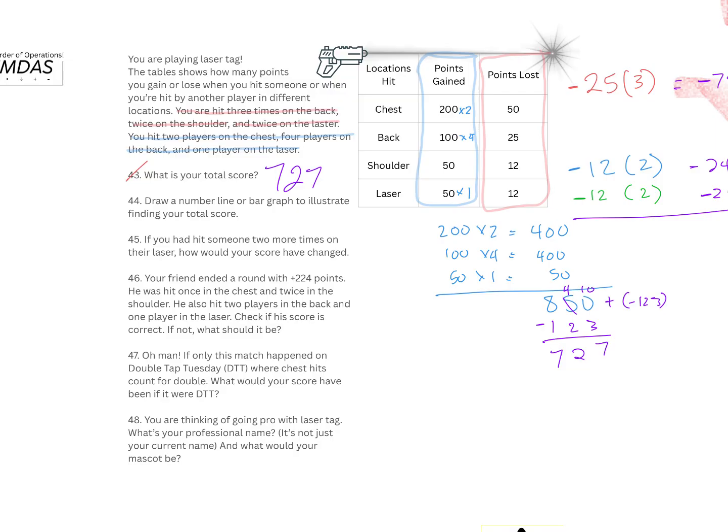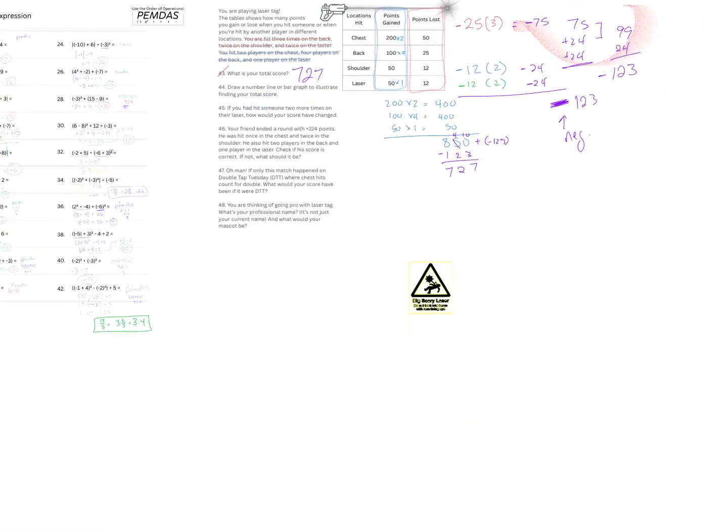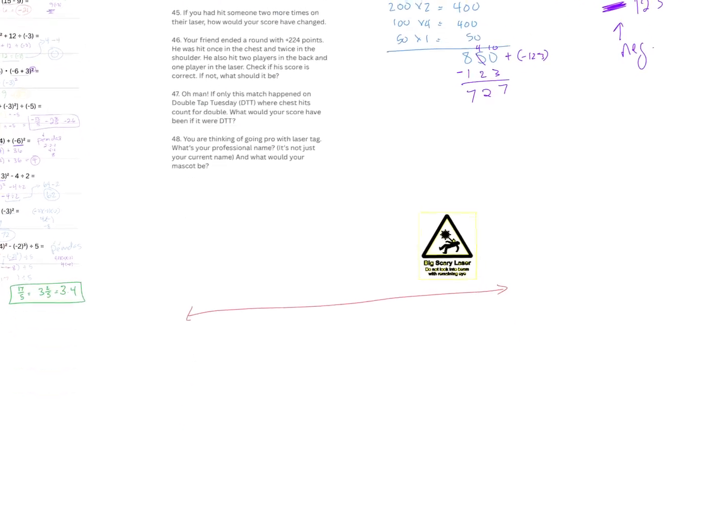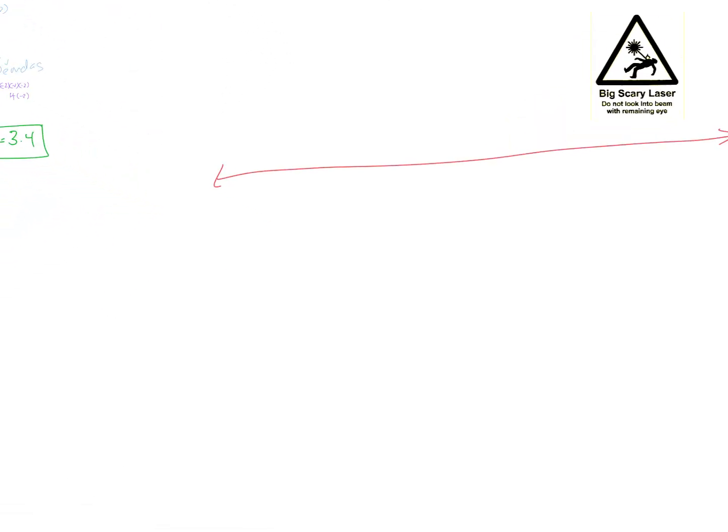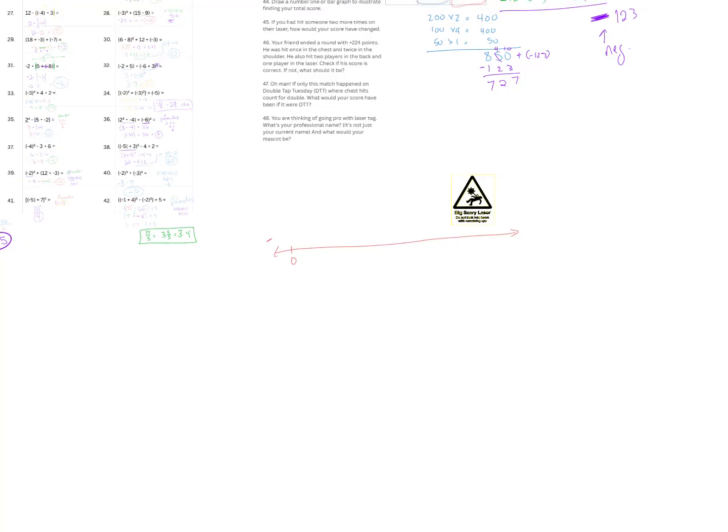Draw a number line or bar graph to illustrate finding your total score. If you're like, wait, we never did that, you're right, we didn't necessarily do a lot of that, but the idea is just, can you logic out, can you visualize, can you communicate this information up here? So here's what I'm gonna do. I'm gonna start at 0 points. Now, is it possible to have a negative score? It sure is, but we didn't have a negative score, right?